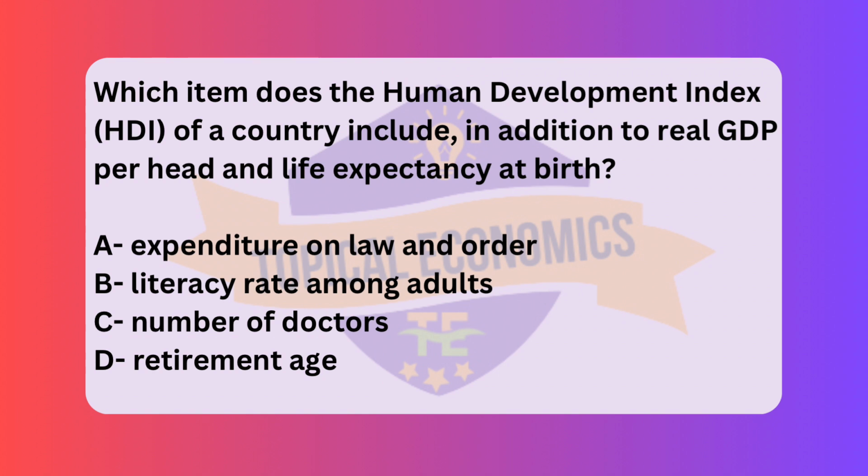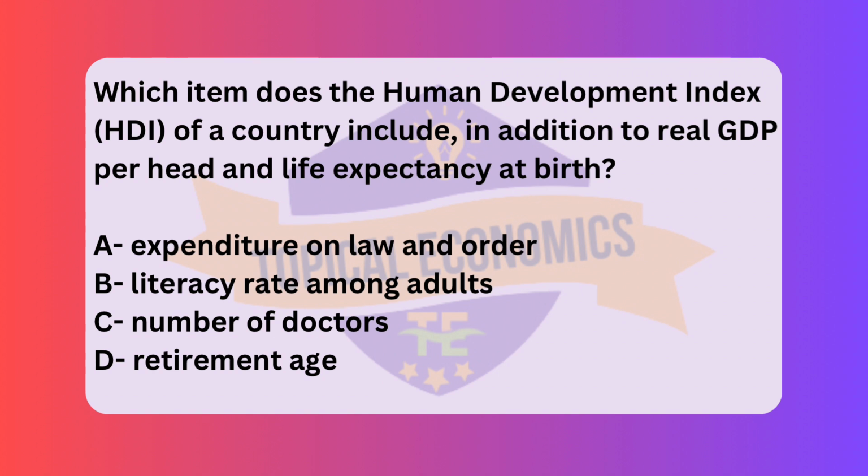The correct answer for this question is option B. The literacy rate among adults is a measure of education, which is one of the dimensions included in the HDI, alongside life expectancy and GNI per capita. Although it is not directly used in the HDI calculation, it is an important indicator of a country's education level and is often associated with the educational component of HDI.